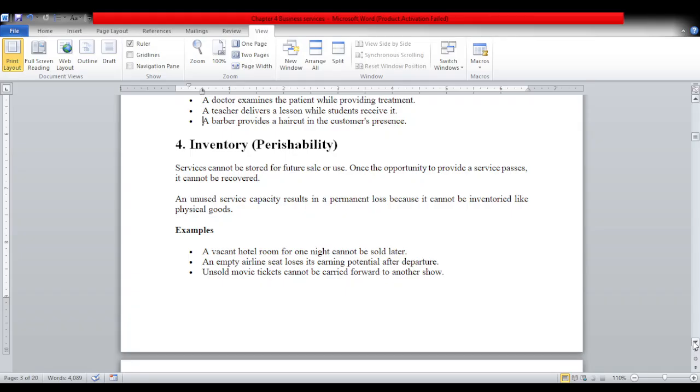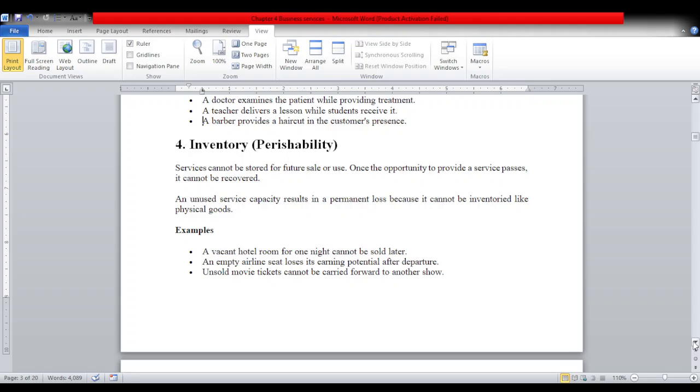Next is inventory. You cannot inventory a particular product, or sorry, services. You can store a particular bottle, a particular mobile, a particular book, but you cannot store a particular service, right? So service cannot be stored for future sale and use. Once the opportunity to provide a service passes, it cannot be recovered at all. And unused service capacities result in a permanent loss because it cannot be inventoried like physical goods.